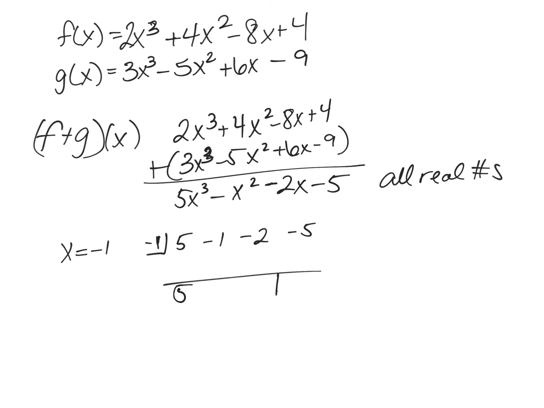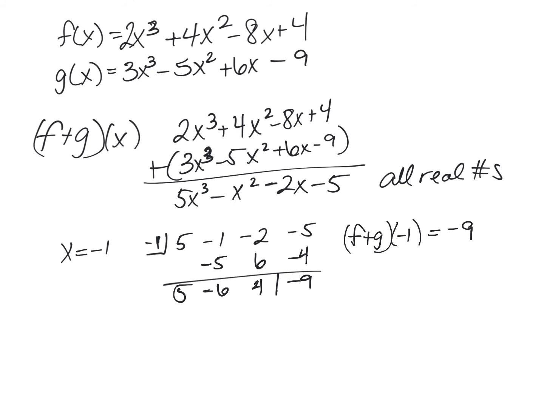5 times -1 is -5. -1 plus -5 is -6. -6 times -1 is positive 6. -2 plus 6 is 4. 4 times -1 is -4, and -5 plus -4 is -9. So (f plus g)(-1), that would be our notation, meaning plug -1 into the sum, is equal to -9.